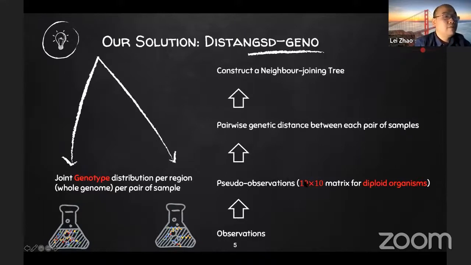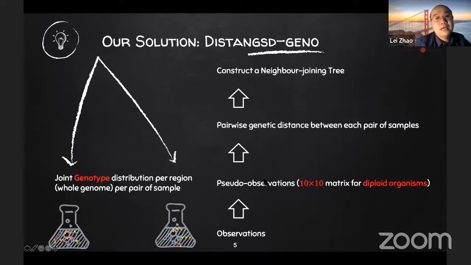So the first element of this matrix is the chance that the first sample at some site is AA, and at the same site, the second sample is also AA. And you can see there will be a 10 by 10 matrix. We first generate this kind of matrix, and we treat this matrix as a pseudo observation.